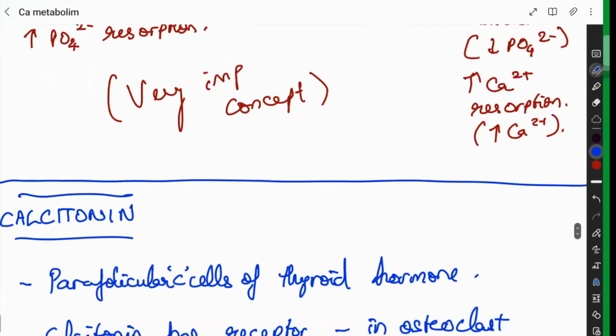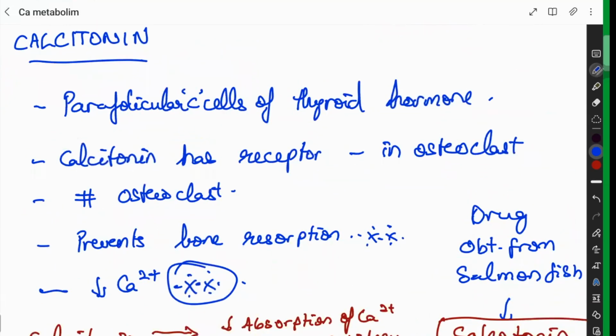Calcitonin. Calcitonin is going to be synthesized by the parafollicular C cells of your thyroid gland. This calcitonin is going to have a receptor, not in your osteoblast, but it is going to have a receptor in your osteoclast. We always think of osteoblast, but it has receptors in your osteoclast. This is going to inhibit your osteoclast. So it is a direct action: instead of going through the osteoblast to reach the osteoclast, it goes directly and attacks your osteoclast.